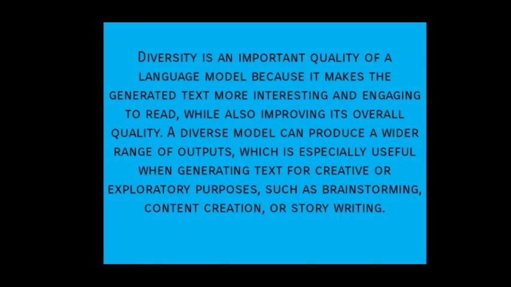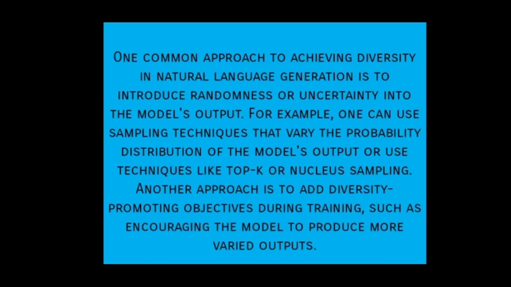A diverse model can produce a wider range of outputs, which is especially useful when generating text for creative or exploratory purposes, such as brainstorming, content creation, or story writing. One common approach to achieving diversity in natural language generation is to introduce randomness or uncertainty into the model's output. For example, one can use sampling techniques that vary the probability distribution of the model's output or use techniques like top-K or nucleus sampling. Another approach is to add diversity-promoting objectives during training, such as encouraging the model to produce more varied outputs.